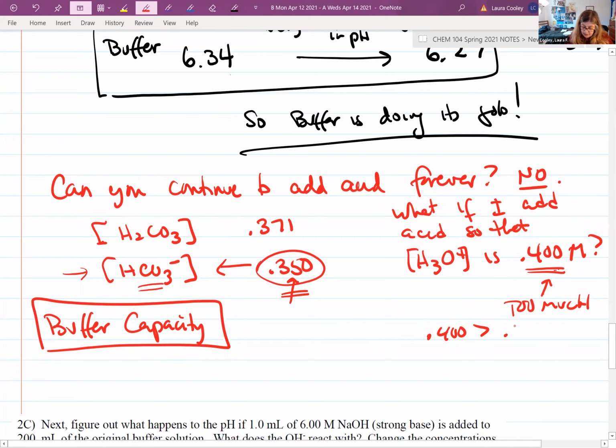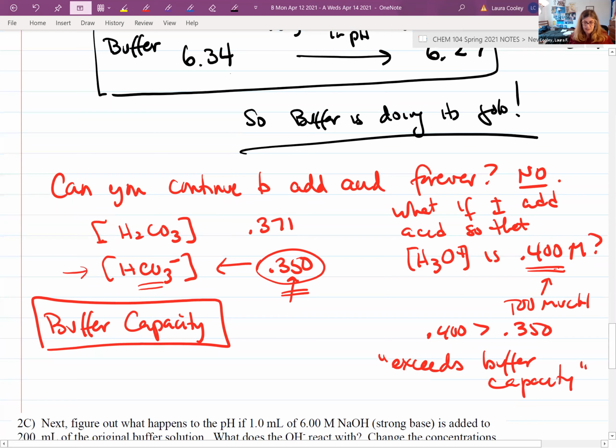0.4 is greater than 0.350. So we would say it exceeds the buffer capacity. So that was a very good question. Thank you.